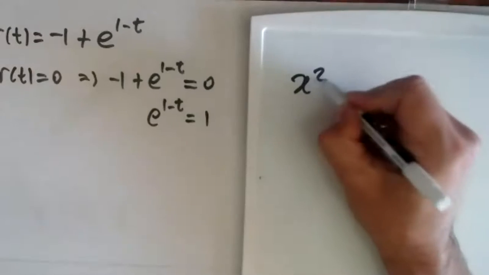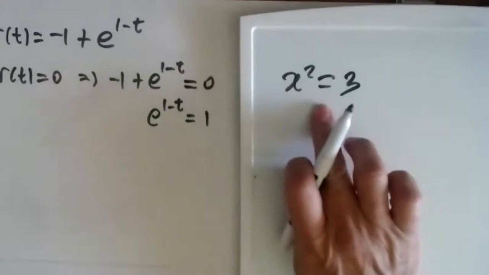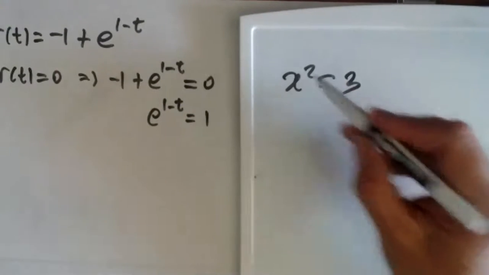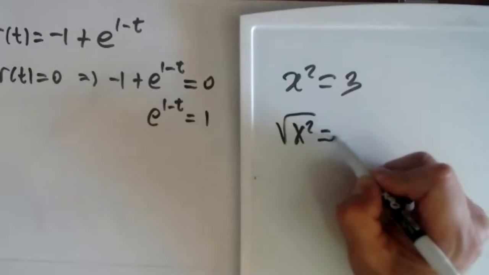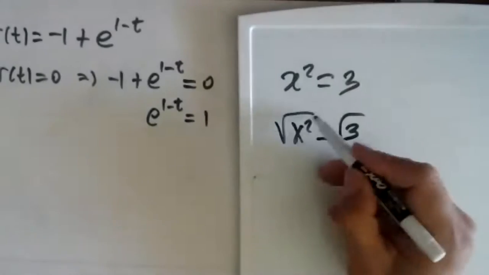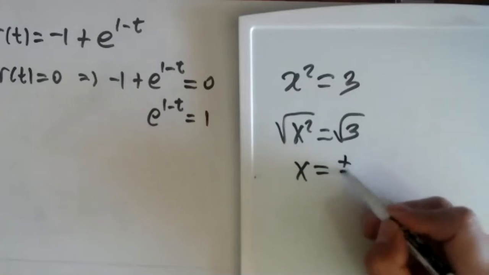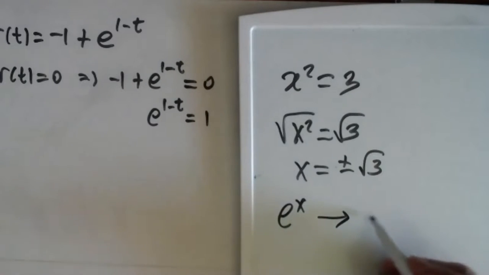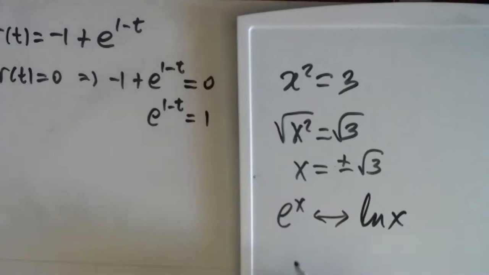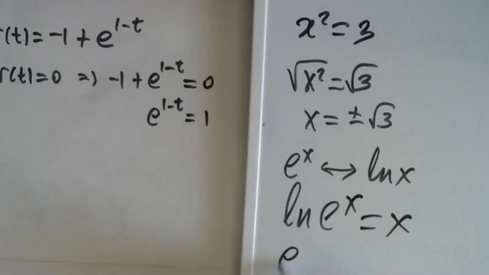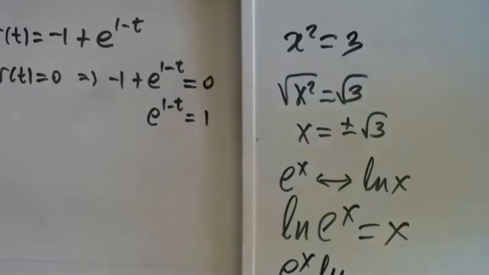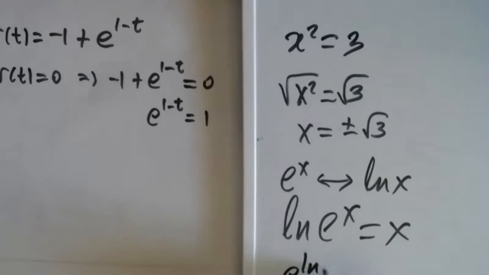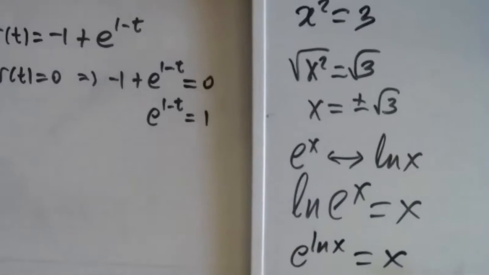If you have x squared equals 3, and you want to solve this equation, this function has an inverse, the square root. So you take the square root of both sides, correct? These two cancel, and then you have x equals plus or minus square root of 3. Now, if you have e to the x, remember I told you yesterday, e to the x has an inverse, ln x. If you have ln of e to the x, you get x, right? Or e to the ln x equals x. So this is the way they cancel out.